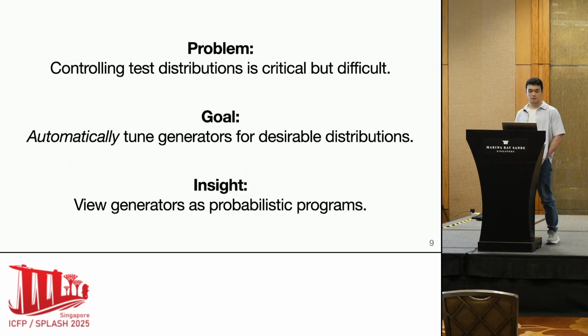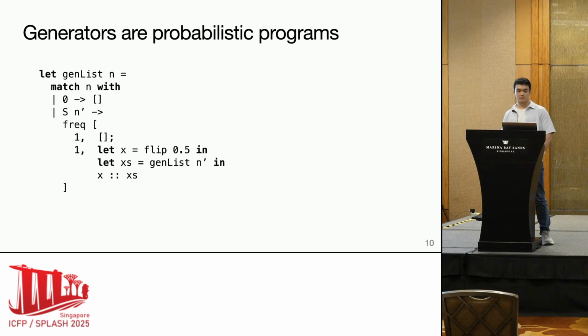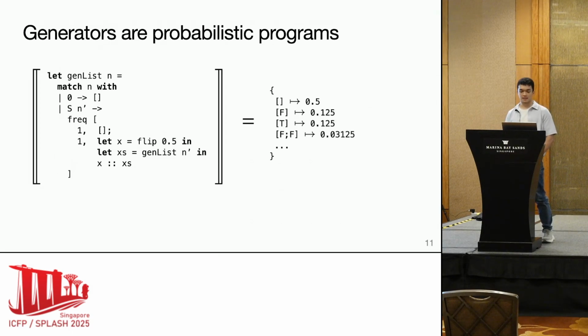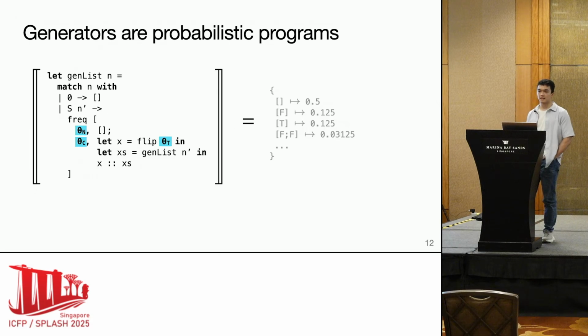To see what we mean when we say that generators are probabilistic programs, let's look back at our example generator. The key property of probabilistic programming is that the result of a probabilistic program, or its semantics, isn't a single sample, but rather the distribution of values that it can produce. So here, we see that our generator has a 50% chance of generating nil. And then, because we don't actually know what weights to choose for our generator, we can use symbolic weights instead. So here, we've chosen θn and θc for the relative probabilities of choosing nil and cons, and θt for the probability of the flip being true.